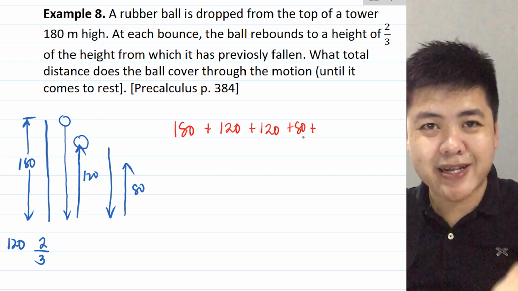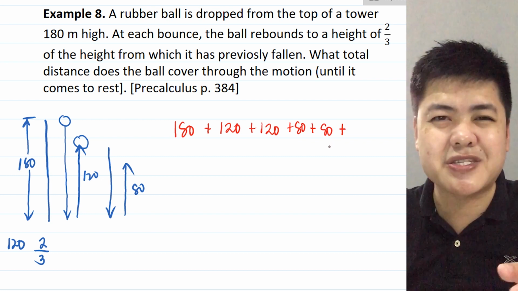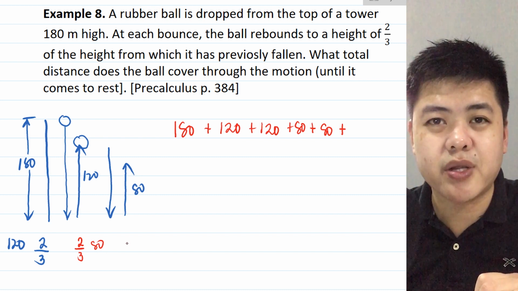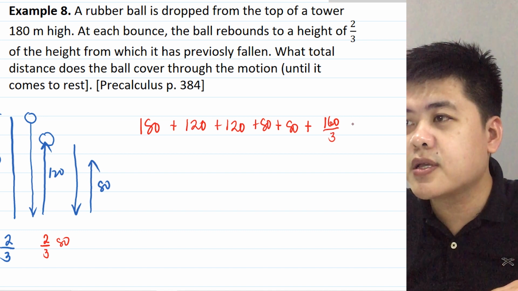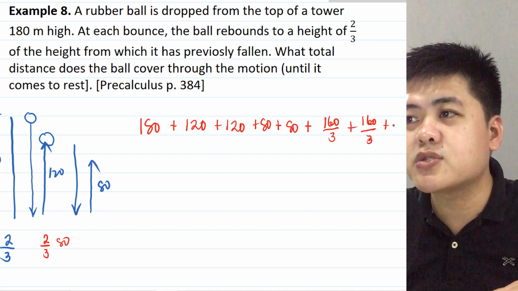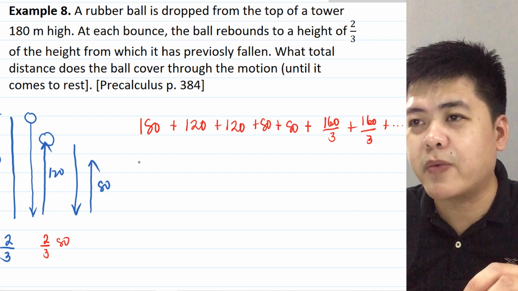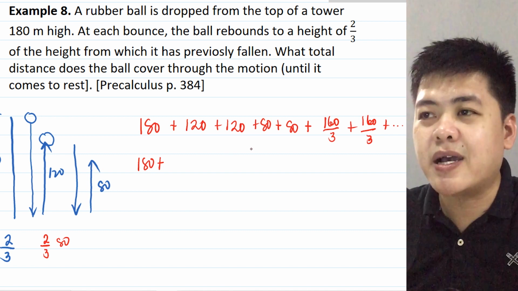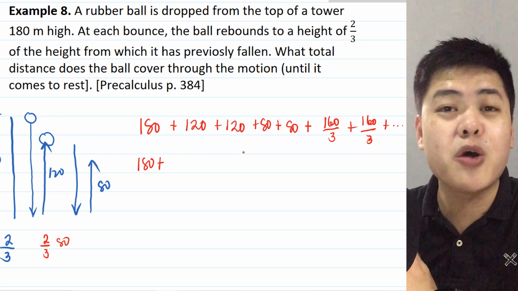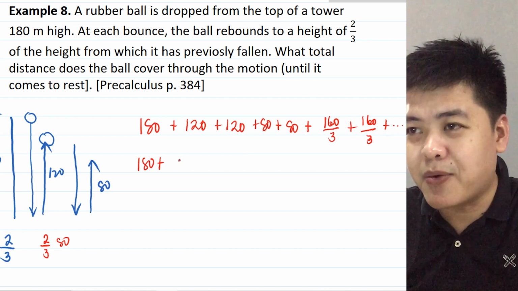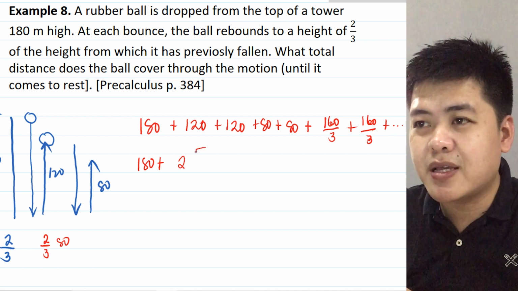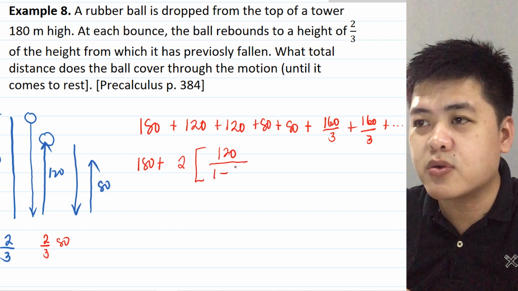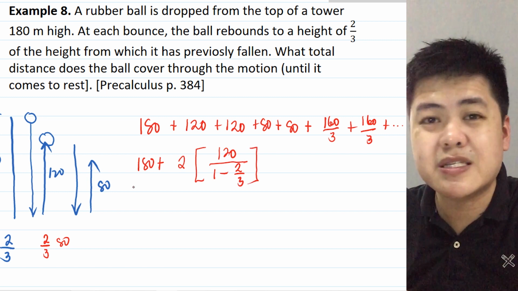Of course, when it's at 80, it goes down 80. So, plus 80 again. Plus, what comes after 80? 2/3 of 80. It's not exact, right? 160 over 3. So, 160 over 3. Plus 160 over 3 again, and so on. Right. So, that means you have 180, then two infinite geometric series starting at 120. The common ratio is 2/3. So, you have two infinite geometric series whose first term is 120 and whose common ratio is 2/3. So, 1 minus 2/3. So, this is the total distance traveled.